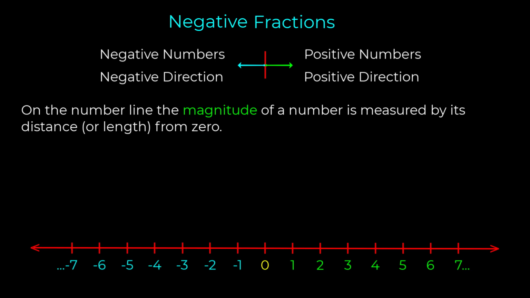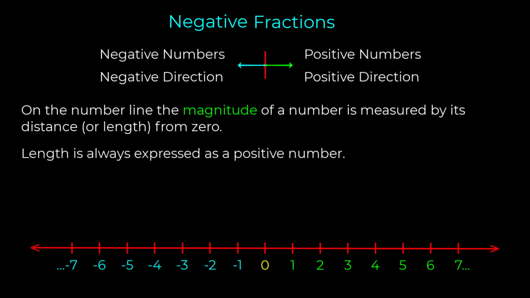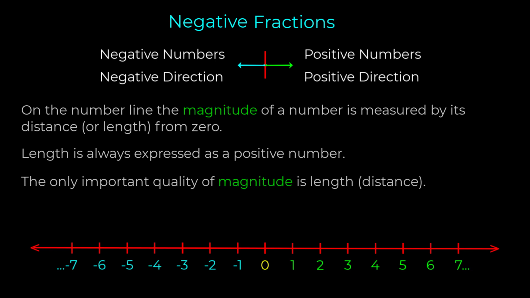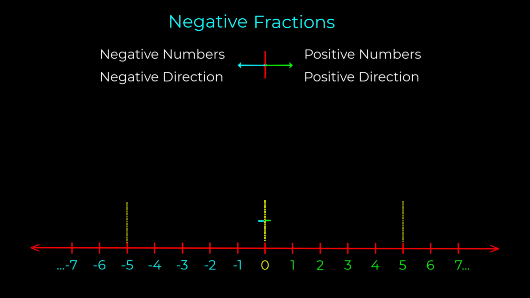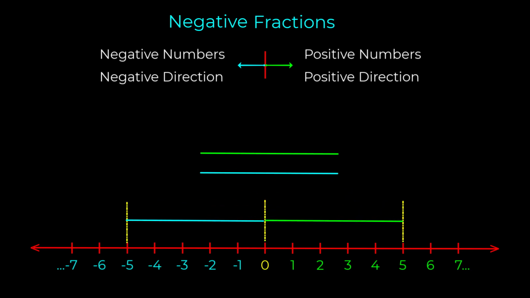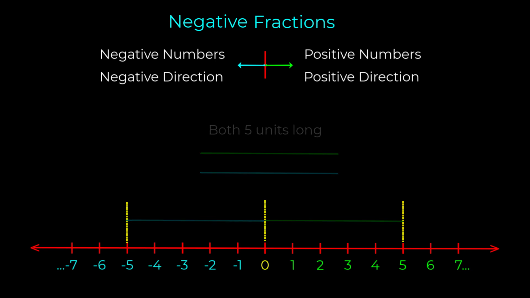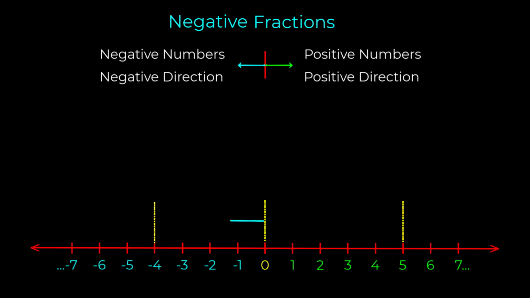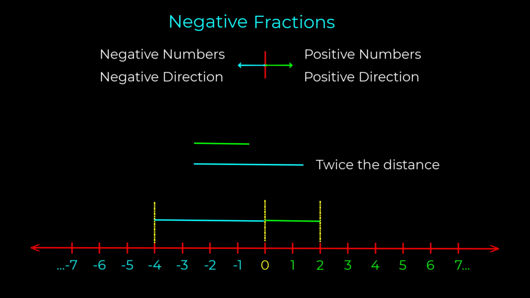For this discussion, I use the terms distance and length interchangeably. Length is always expressed as a positive number, so you can either think of magnitude as having no direction or always having the same positive direction. The only important quality of magnitude is length. For instance, the numbers 5 and negative 5 are numbers with the same magnitude. They are both 5 units long, since they are both 5 units from 0. Negative 4 is twice the magnitude of 2, since negative 4 is twice the distance from 0.